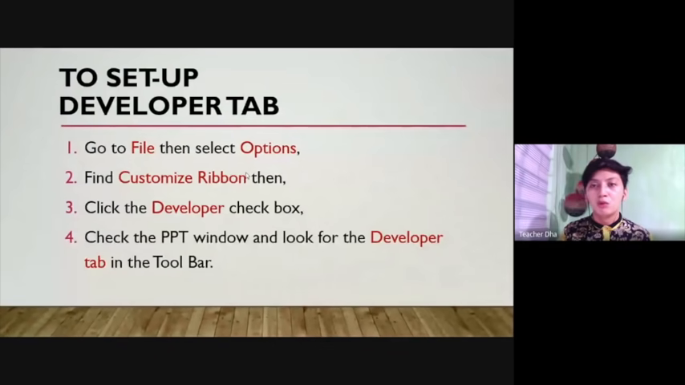So to set up, again, to summarize it: number one, go to the File button, then select Options. Number two, find the Customize Ribbon. Then three, click the Developer checkbox. And then number four, check the PowerPoint window and look for the Developer tab in the toolbar, and then explore and enjoy your Developer tab. Did you get it? I know all of you are intelligent enough to know all about these things.